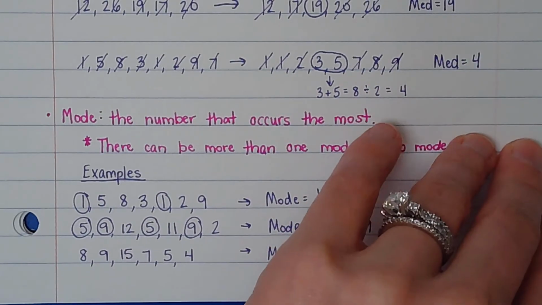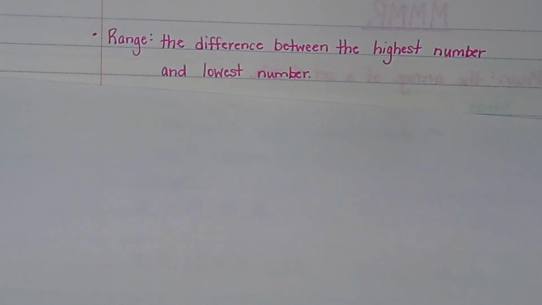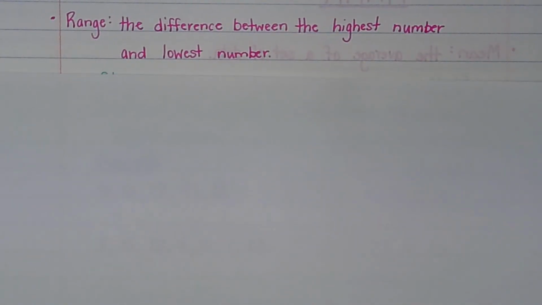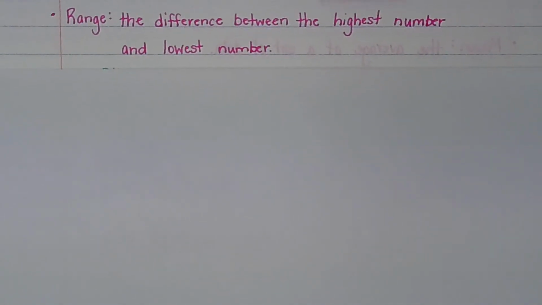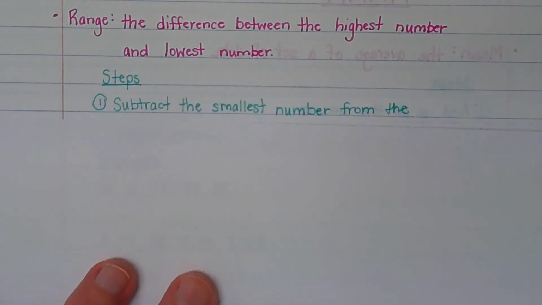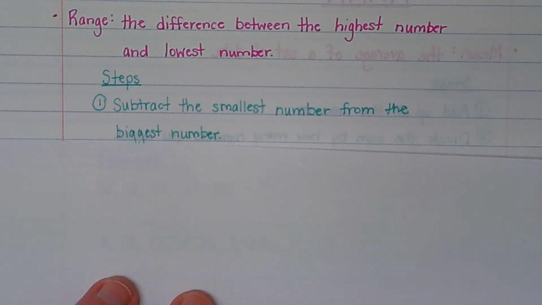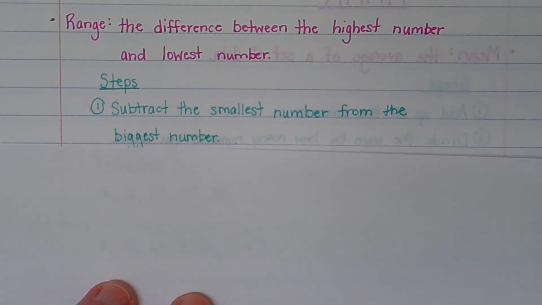Okay? And then the last thing, last definition, the R, stands for range. Range is the difference between the highest number and the lowest number. Hopefully you're picking up on the word difference, because difference means subtract. So all you're literally doing is you're finding the biggest number in the list of numbers, and you're finding the smallest number in the list of numbers, and you're going to subtract them. So subtract the smallest number from the biggest number.